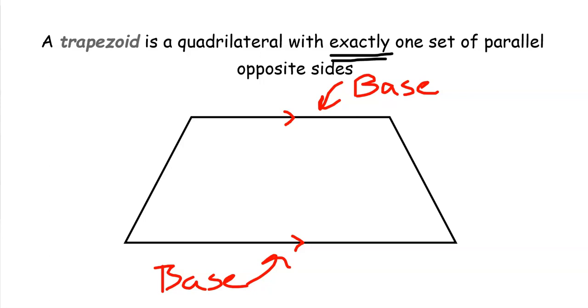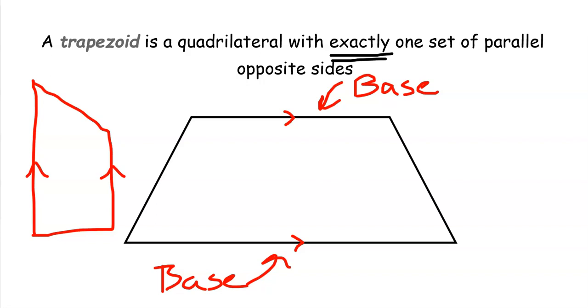We can further refine our definition of a trapezoid, or rather the type of trapezoid that we have, if we insist, for example, that our non-parallel sides are congruent. They don't necessarily have to be. For example, we could have a trapezoid that looks like this, where we have parallel sides, but the non-parallel sides aren't congruent.